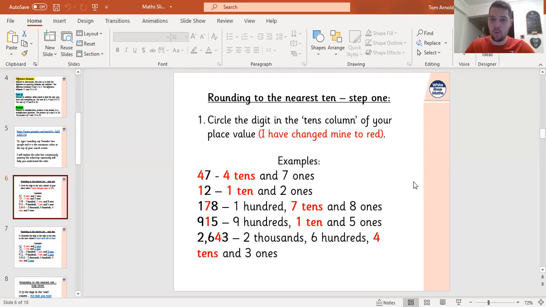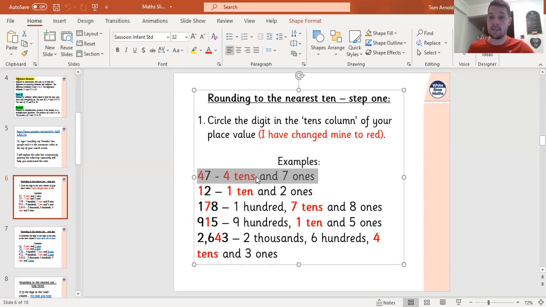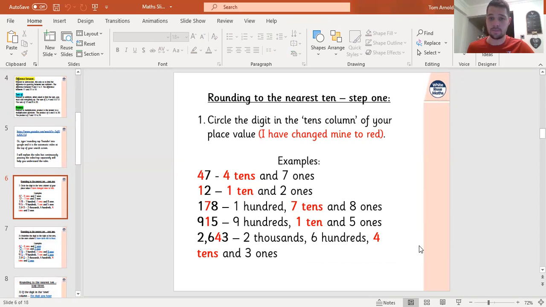Step 1, we need to circle the digit in the tens column. So in 47, I've got 4 tens and 7 ones. I need to circle my 4. I can't do that, so I've changed it to red. In a 3-digit number, I've obviously got my hundreds column, my tens column, and my ones column. So that's what I've highlighted in your circle.